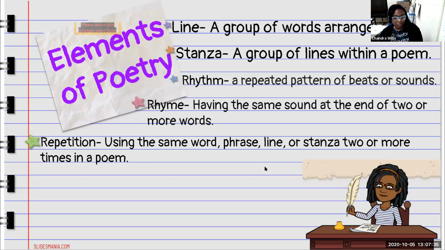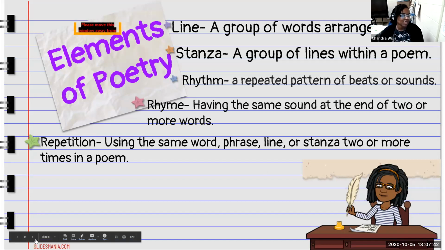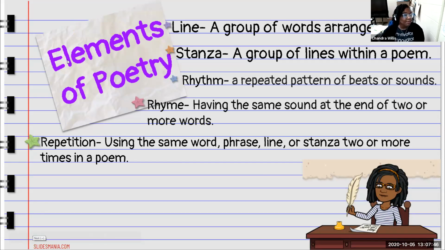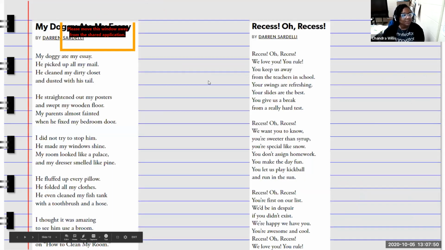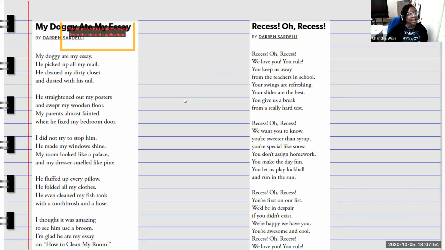All right, scholars, we're gonna go to the next part of our lesson, and that is reading the poem. So let's go ahead and look at some of these poems. And then we're going to find the different parts of a poem. As we read, we're gonna find the different parts. All right, scholars. So let's look at our first one. It's called My Dog Ate My Essay.